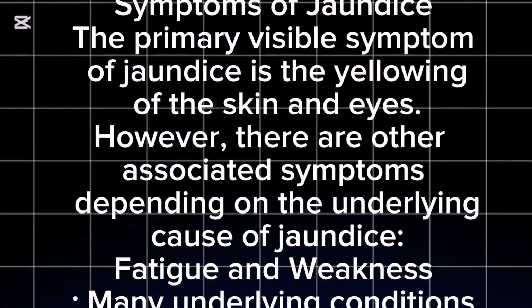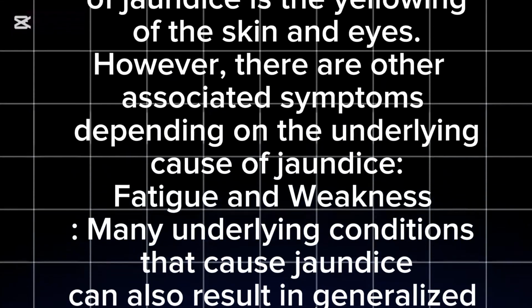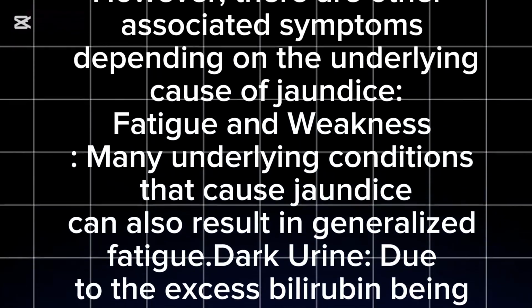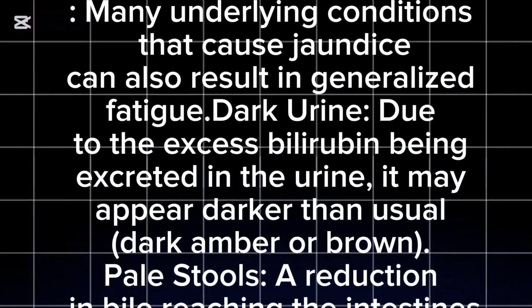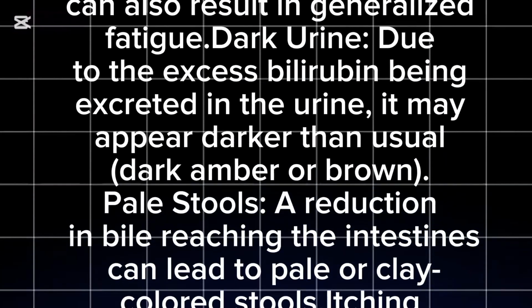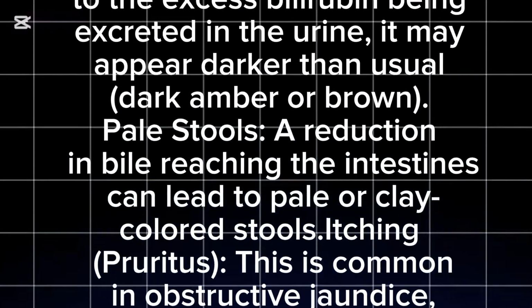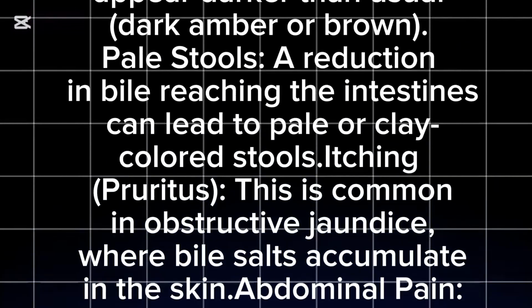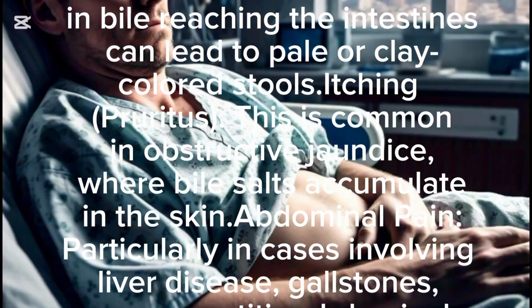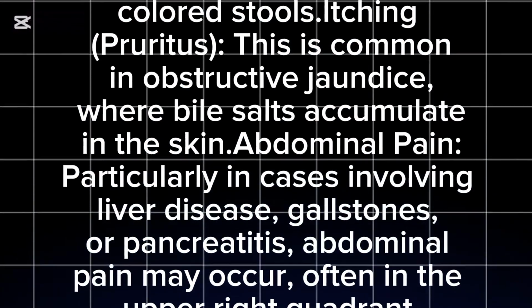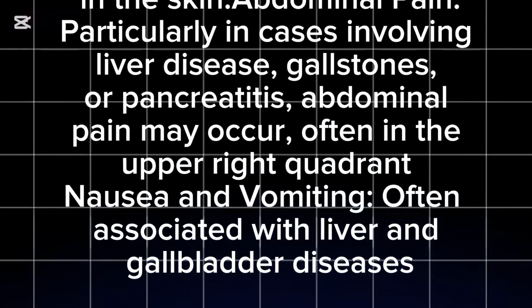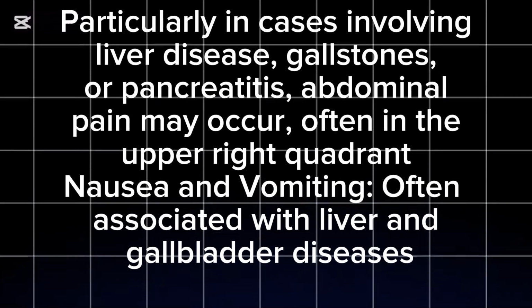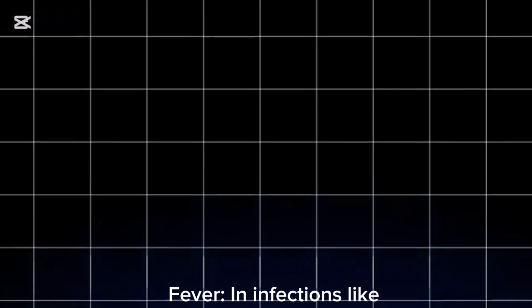Fatigue and weakness. Many underlying conditions that cause jaundice can also result in generalized fatigue. Dark urine. Due to the excess bilirubin being excreted in the urine, it may appear darker than usual, dark amber or brown. Pale stools. A reduction in bile reaching the intestines can lead to pale or clay-colored stools. Itching. Pruritus. This is common in obstructive jaundice, where bile salts accumulate in the skin. Abdominal pain, particularly in cases involving liver disease, gallstones, or pancreatitis. Abdominal pain may occur, often in the upper right quadrant. Nausea and vomiting, often associated with liver and gallbladder diseases. Fever. In infections like hepatitis or cholangitis, fever may be present.